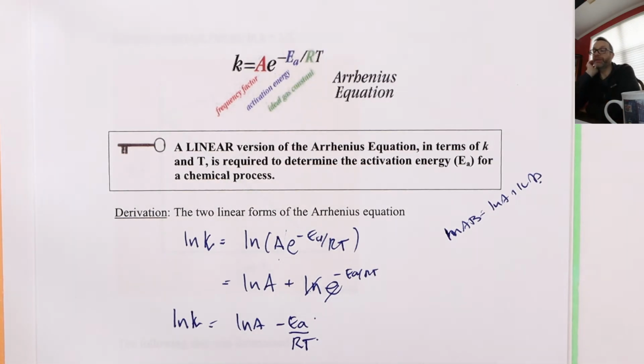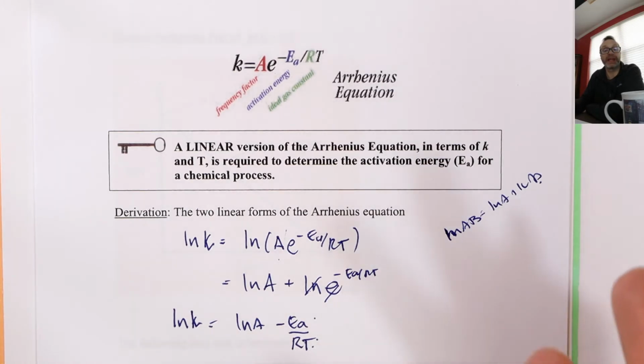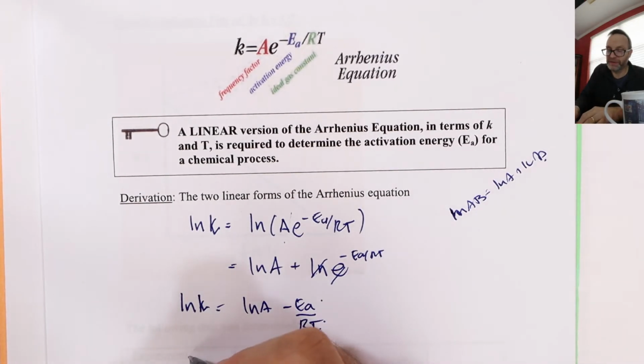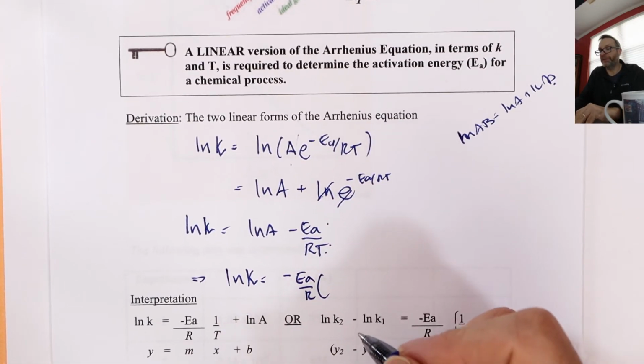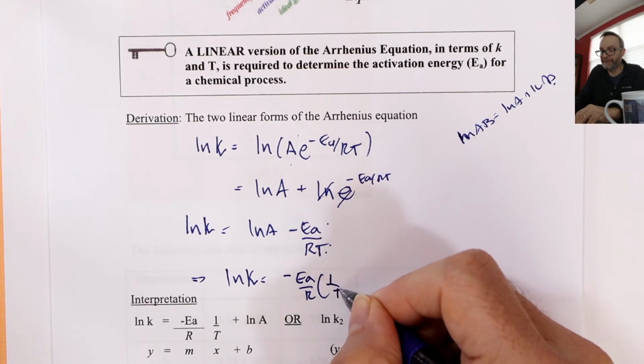There we go. Now, that's awesome, right? But it's not quite in the form of y equals mx plus b, is it? Okay. Think about it. What are our variables? Our variables are temperature, which is on the right now, so we'll call that x, and k, or ln k, which is on the left. So if I rearrange that, therefore, ln k equals minus EA over R, and I'm going to separate those variables out.